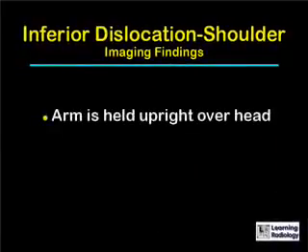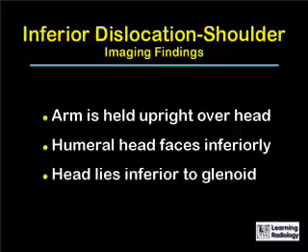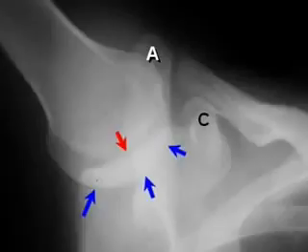The imaging findings include an arm which is held upright about 45 degrees over the head, and the humeral head faces inferiorly. The head will lie inferior to the glenoid. And this is an example of an inferior dislocation. The blue arrows are pointing to the articular surface of the humeral head, which is pointing inferiorly. The red arrow is pointing to the glenoid. You could see that the head lies inferior to the glenoid. The C is the coracoid process, the A, the acromion. You'll notice that the arm is held at about a 45-degree angle upward.